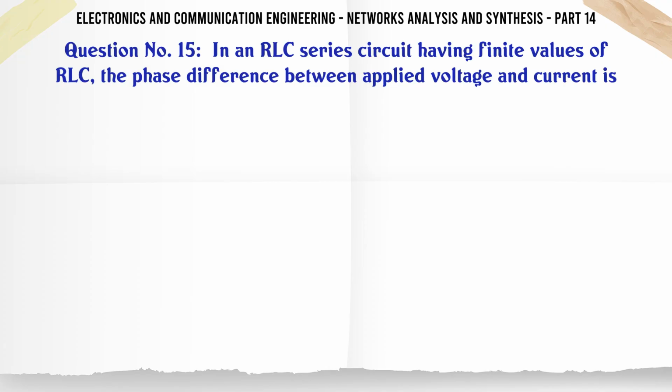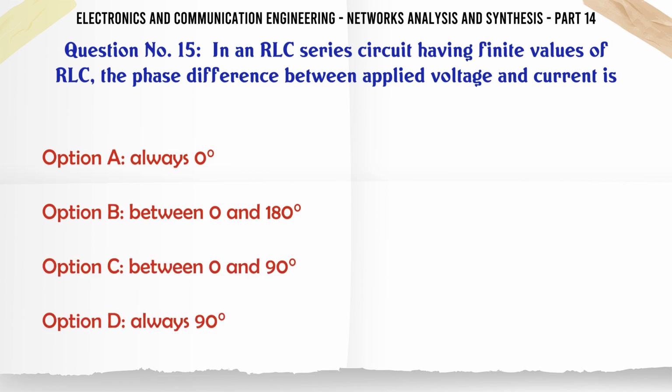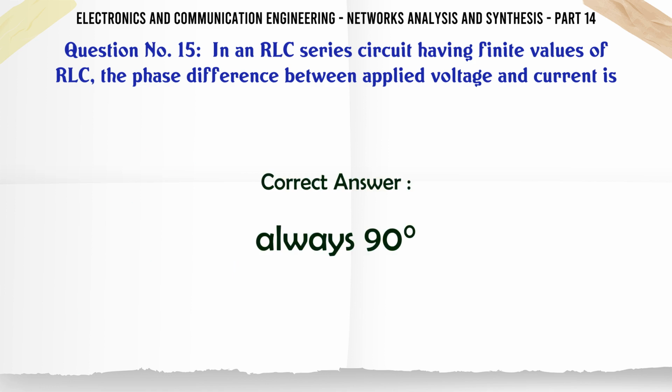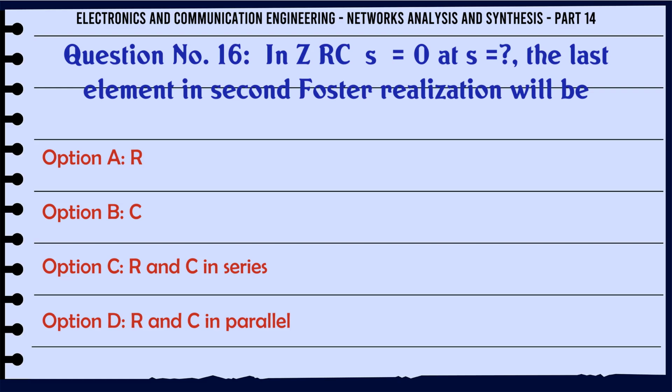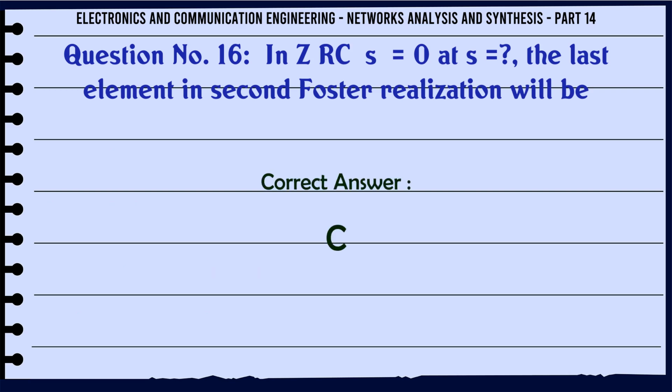In an RLC series circuit having finite values of R, L, C, the phase difference between applied voltage and current is A. always 0, B. between 0 and 180, C. between 0 and 90, D. always 90. The correct answer is always 90. In a ZRC(s) with pole at s = 0, the last element in the second Foster realization will be A. R, B. C, C. R and C in series, D. R and C in parallel. The correct answer is C.